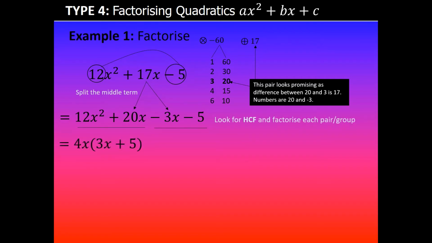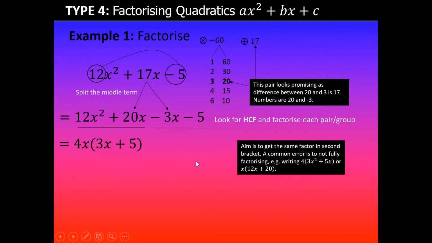Then I'll look for the highest common factor and factorize each pair or group. In this case 12x squared and 20x, the common factor is 4x, so I'm taking out the highest common factor, and then we'll leave the remainder inside the bracket. So 4x times 3x gives me 12x squared, and 4x times 5 gives me positive 20x. So that's factored there. Then I have to repeat the same process: find the common factor between minus 3x and minus 5. The aim is to get the same factor in the second bracket, so that we can have the common factor inside the two brackets.